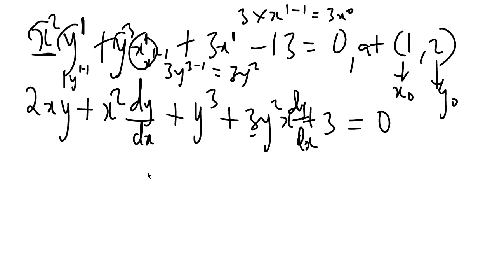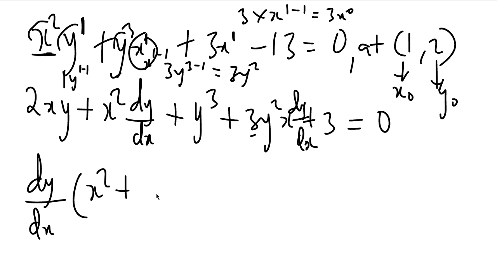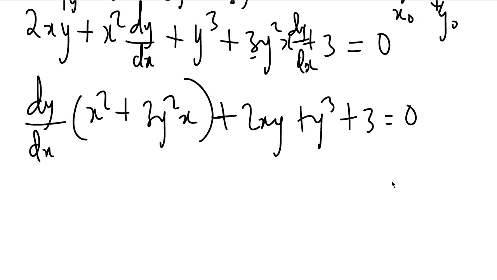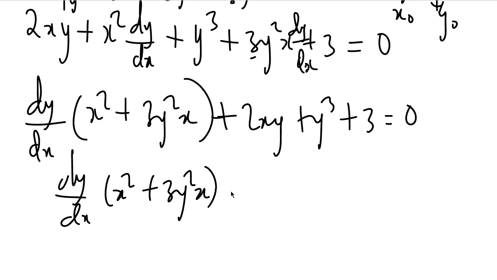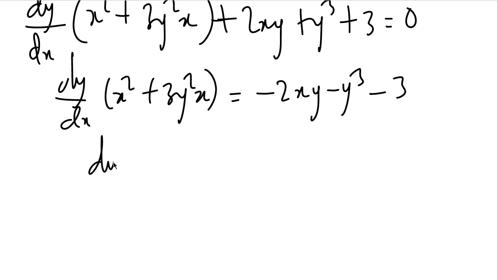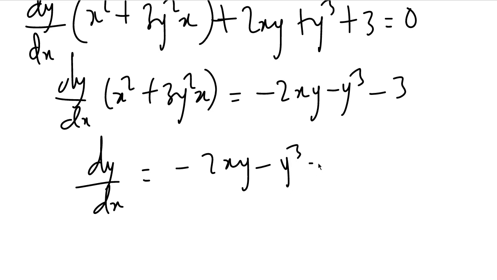So we factor out dy/dx, factor out the terms that contain it. So x squared plus 3y squared x, and then the other stuff, that's 2xy plus y cubed plus 3, equal to 0. So move everything that doesn't contain dy/dx to the right hand side. So that's dy/dx times (x squared plus 3y squared x) is equal to negative 2xy, negative y cubed, negative 3. Right? So dy/dx is equal to negative 2xy, negative y cubed, negative 3.